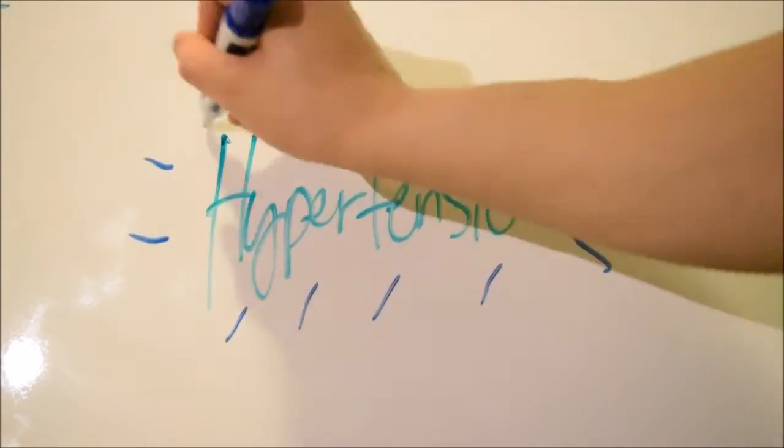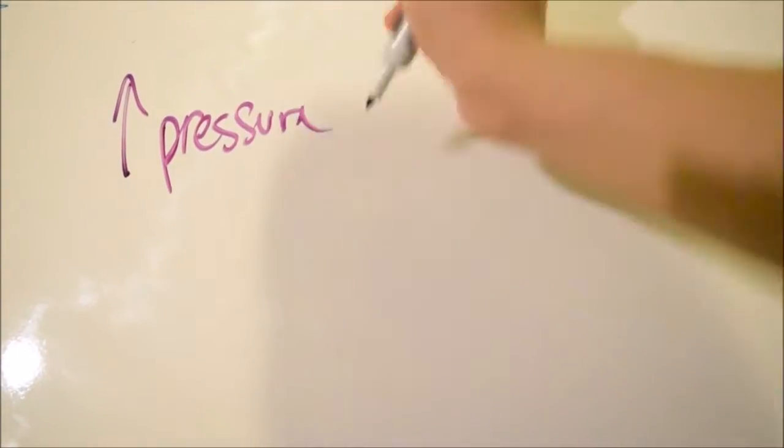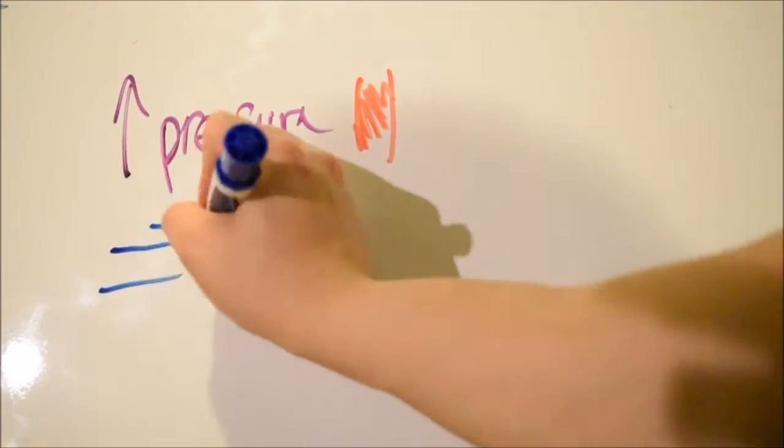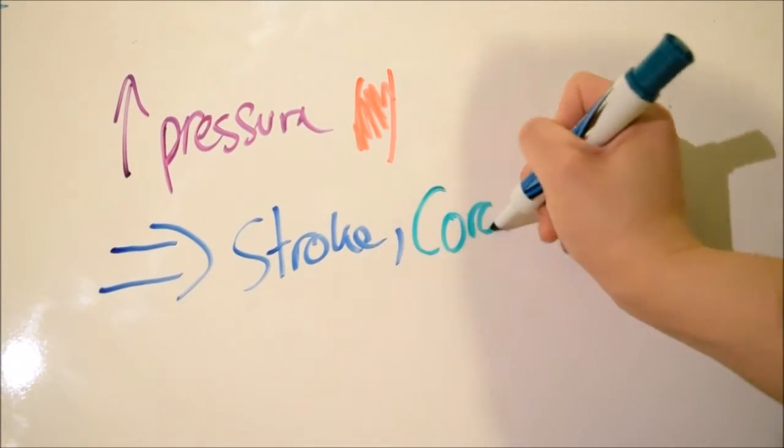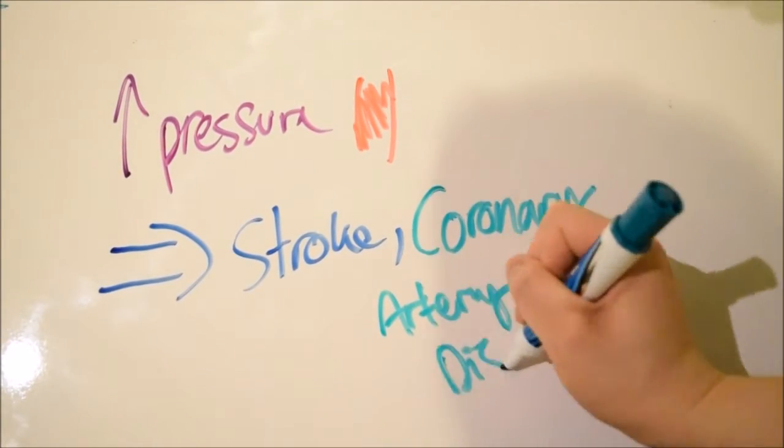But wait, what is hypertension? Hypertension is a condition where your arteries have an abnormally high blood pressure. Well, this can lead to stroke, coronary artery disease, and much more.